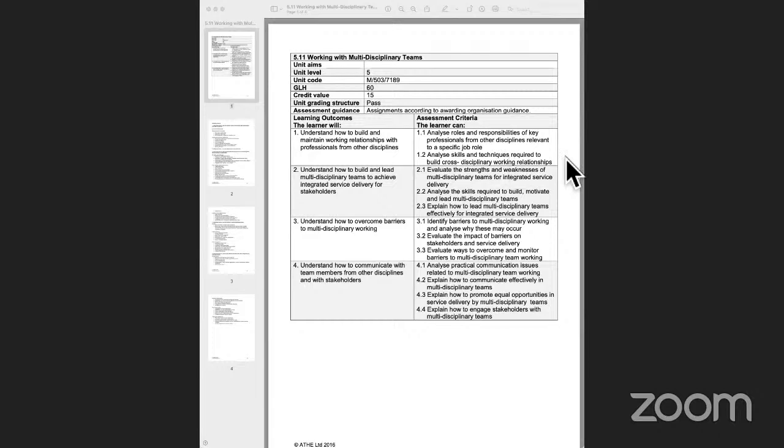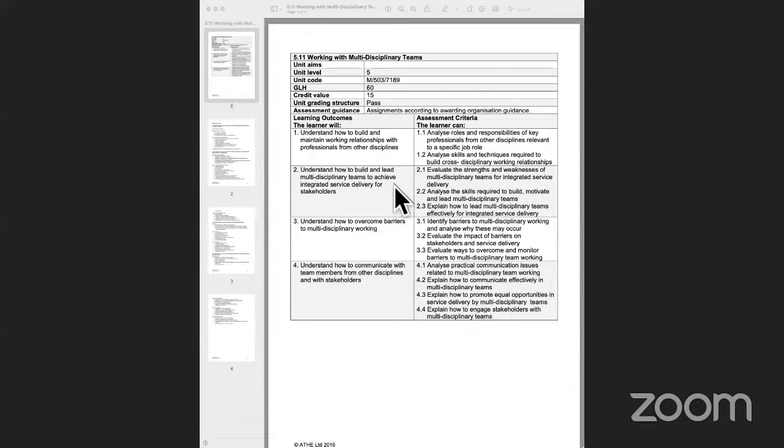So we'll be looking at the various aspects of how teams and team working works within the health and social care sector. And that is why this is classed as a unit on working with multidisciplinary teams. Now, it's got 4 learning outcomes. The first learning outcome is a basic one, which says understand how to build and maintain working relationships with other professionals and other disciplines. It's got 2 assessment criteria. That is what we're going to cover in today's discussion.